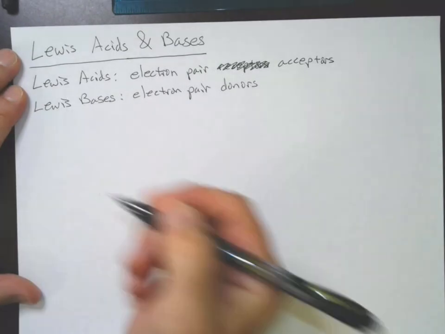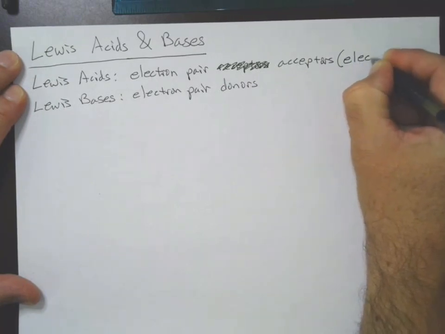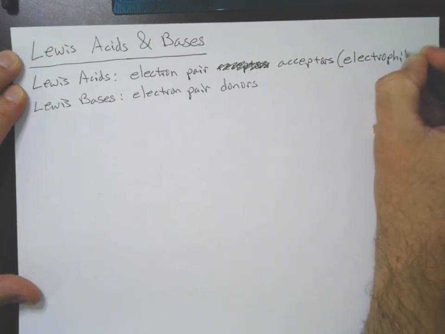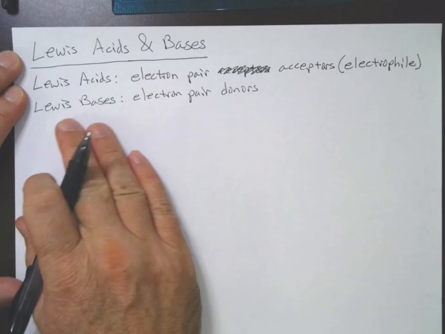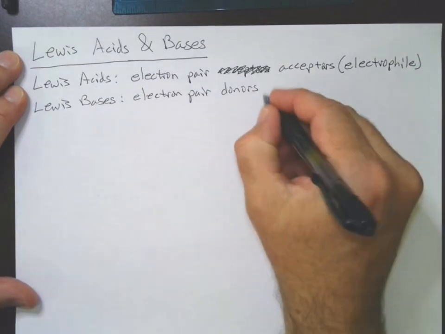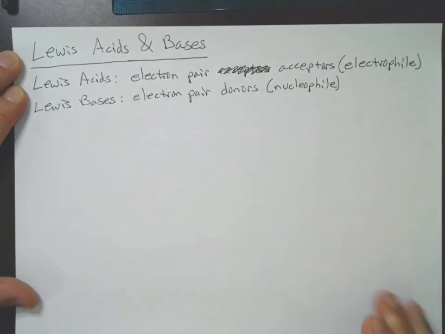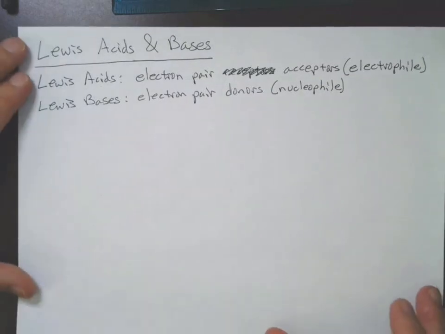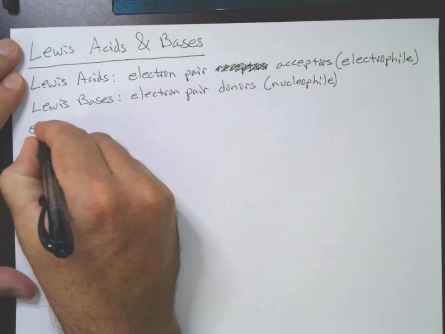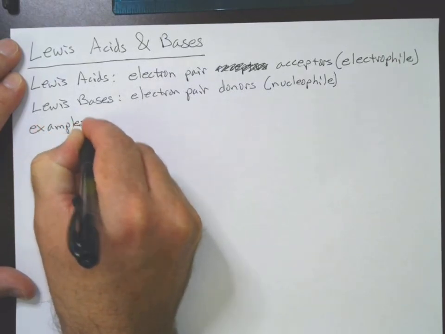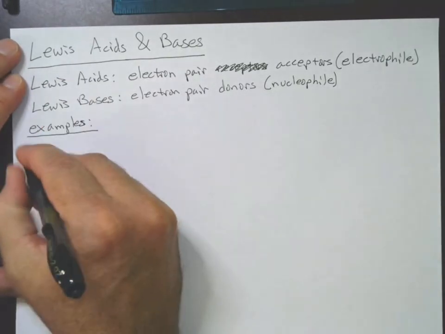So another term that we'll use is electrophile for Lewis acids. And another term that we will use for Lewis bases is nucleophile. And we can take a look at some examples. It's probably the best way to look at things. And I'm actually going to start with Lewis bases.